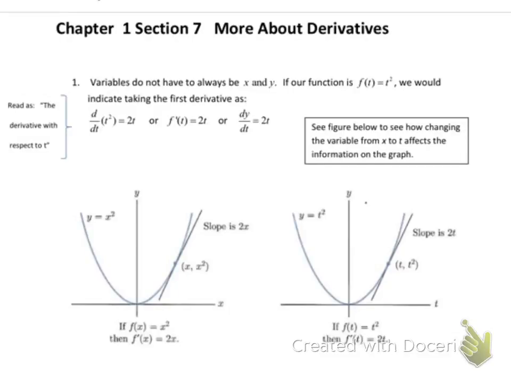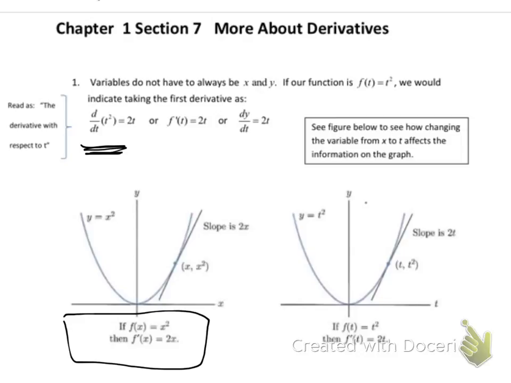The beginning of the Chapter 1, Section 7 notes just talks more about derivatives, and we're going over the notation once again. And now they're changing the variable from x, which is what we normally have, to a variable like t. So you can see just by looking at this that nothing really changes other than the variable, but you've got to abide by the new variable. So for example, if they tell you to take the derivative with respect to t of t squared, that's not going to be 2x, that's going to be 2t.